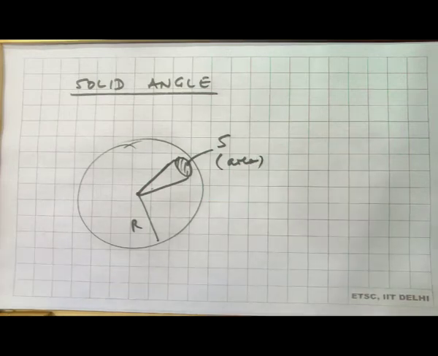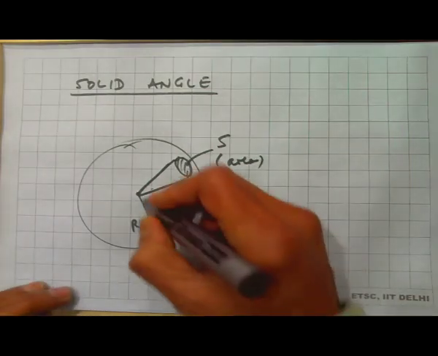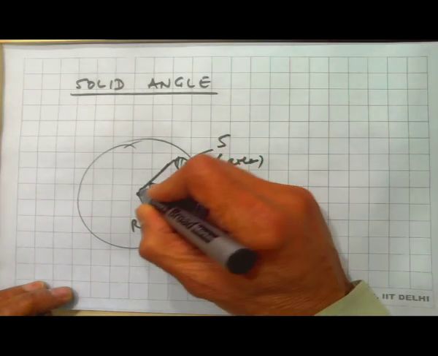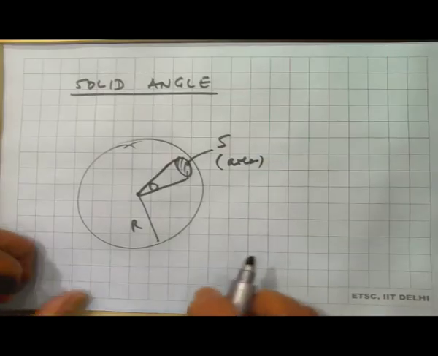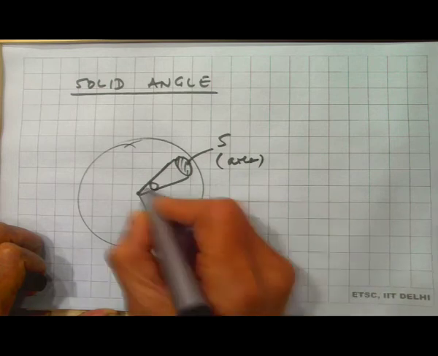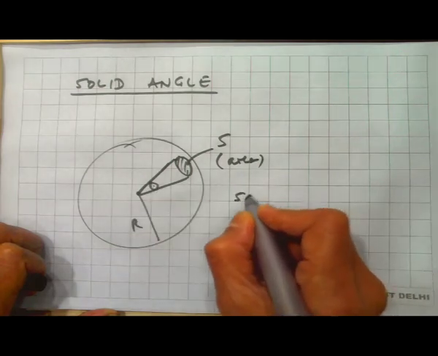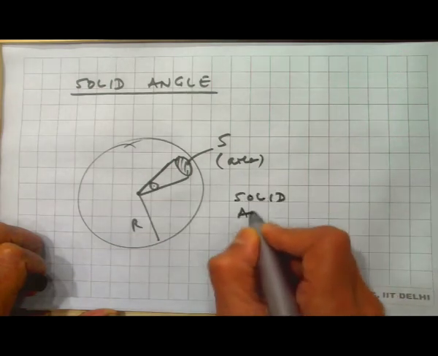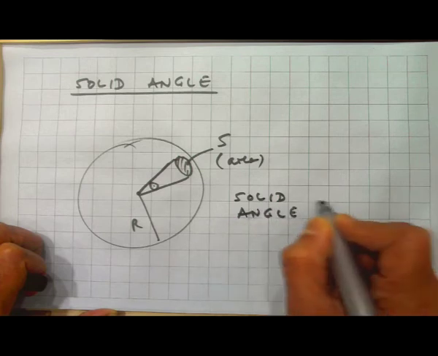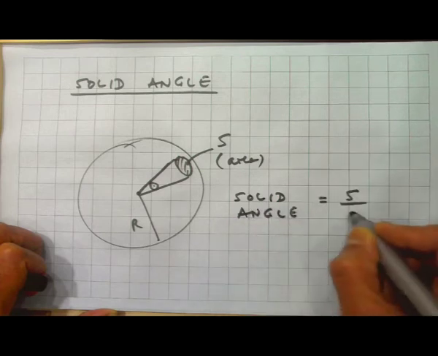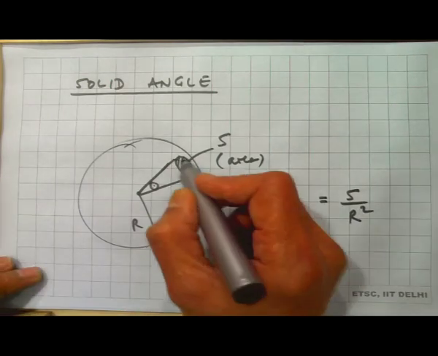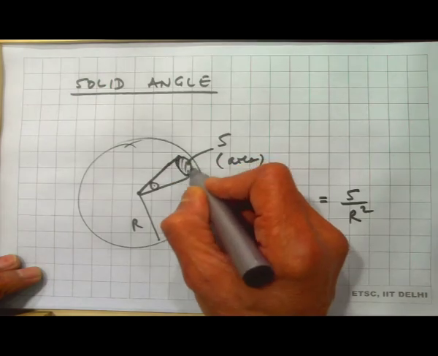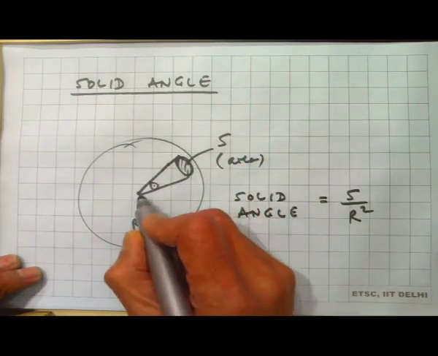So, I have a sphere and I draw a cone here. That is a cone, and the cone comes out from the center and intercepts the sphere on an area. So, I will define this solid angle as S by r square: the area intercepted by this cone on the sphere divided by the square of the distance.